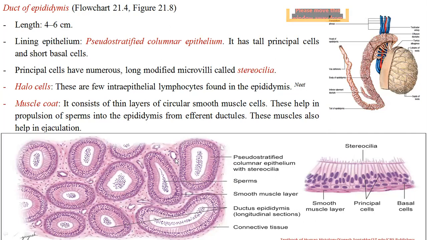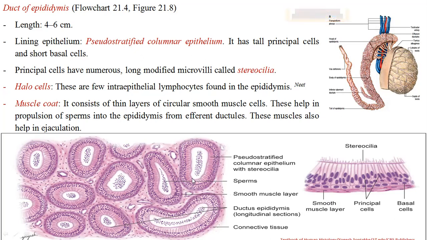Okay, so this is the cut section of epididymis where we are finding so many tube-like structures lined by pseudostratified columnar epithelium. Principal cells have numerous long modified microvilli called stereocilia. You can see here, principal cells are quite big and they are showing the stereocilia. There are halo cells also. These are a few intraepithelial lymphocytes found in the epididymis. Here and there we may find them; these are nothing but lymphocytes, which are called halo cells.